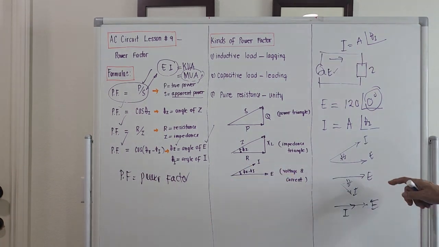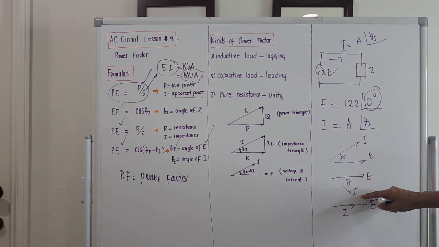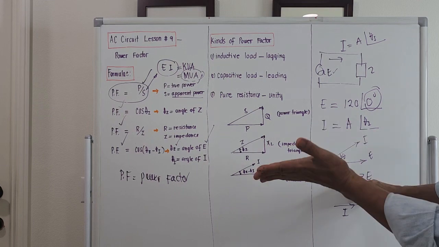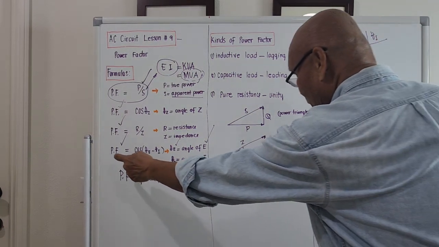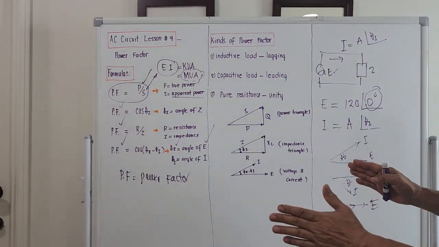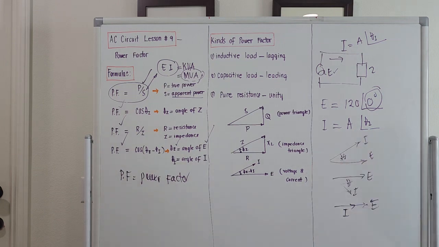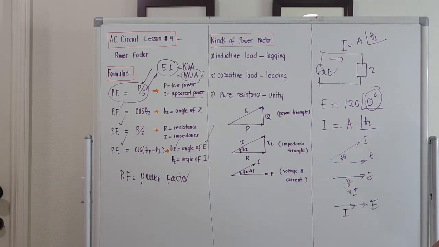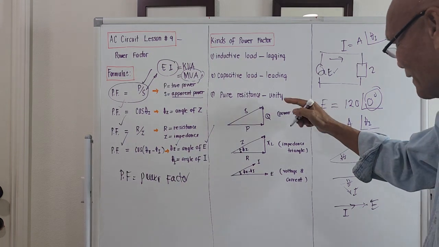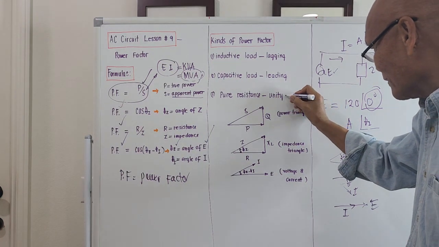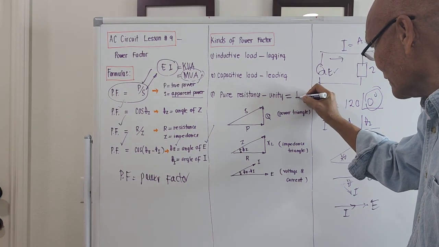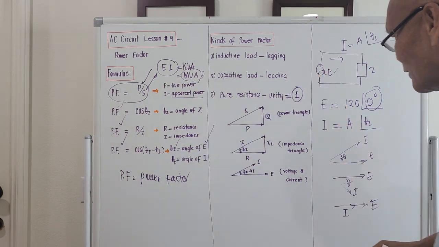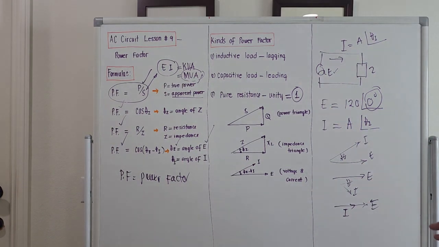For a leading load, the angle between the voltage and the current is negative, you take the cosine, that will still be power factor. And for a pure resistance load, the angle of the voltage and current are the same, and cosine of 0 is actually 1. That's why it is unity. The power factor under a pure resistance load is actually 1. It's 100%.